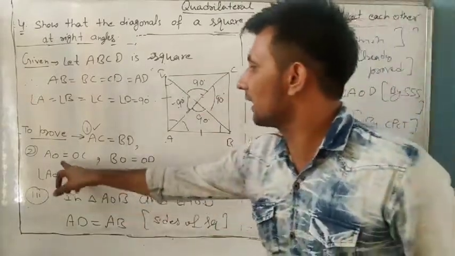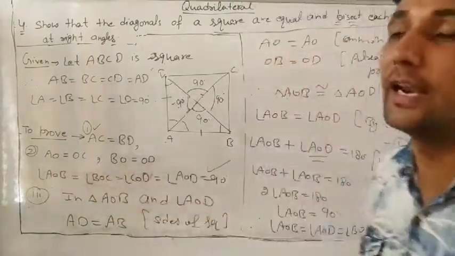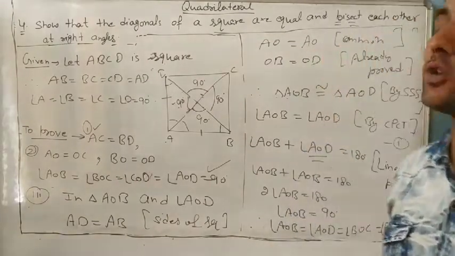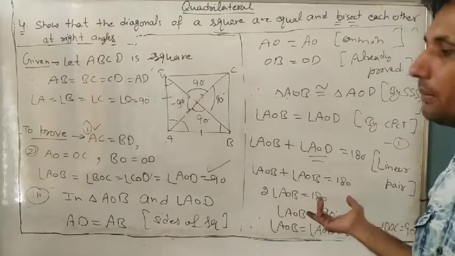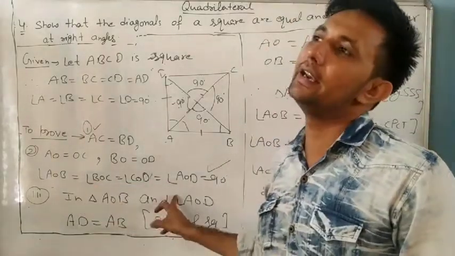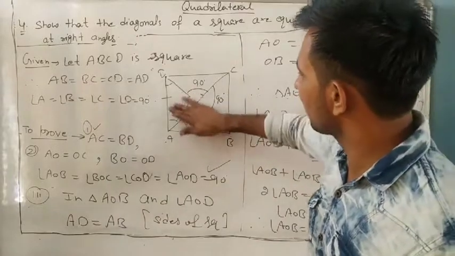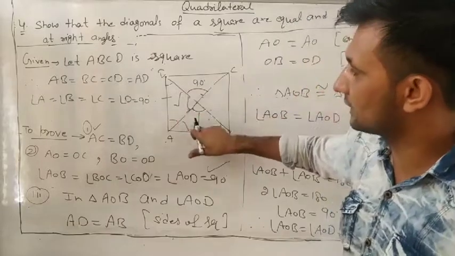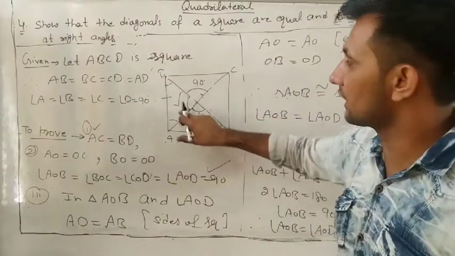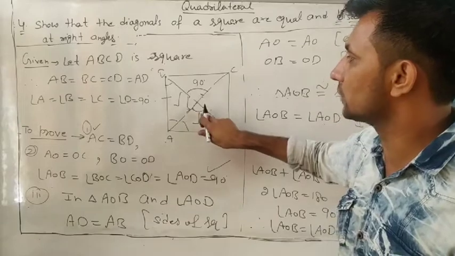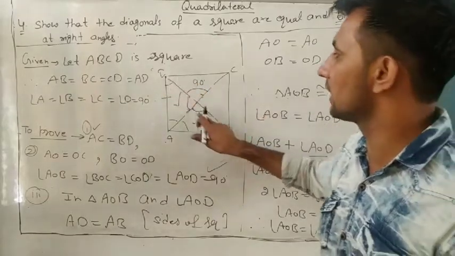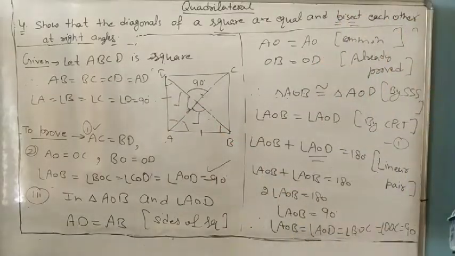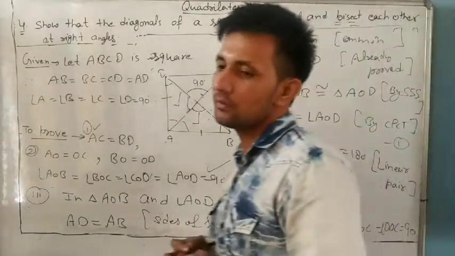Second, diagonals bisect each other. We already know a square is a parallelogram, and diagonals of a parallelogram always bisect each other, so we will put that directly. Third, each angle is 90 degrees. If you want to prove that, we will take these 2 triangles and prove that they are congruent. If triangles are congruent, this angle equals this one, and we know it is a straight line. The sum of angles made by a straight line is 180, so it is 90. So every angle is 90. Understand it? So this is the question.